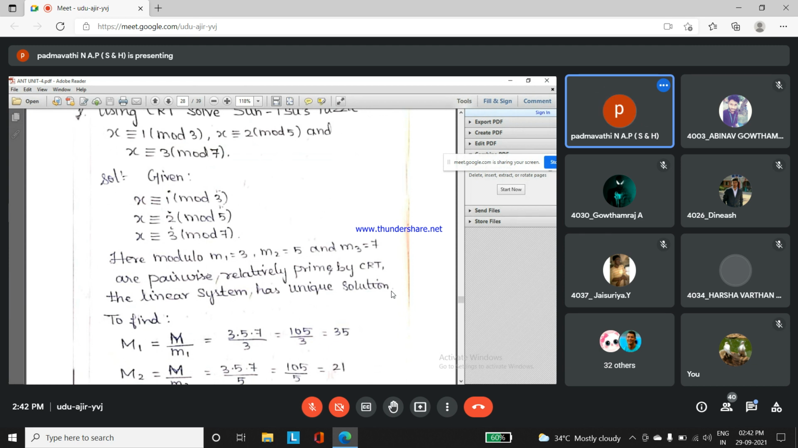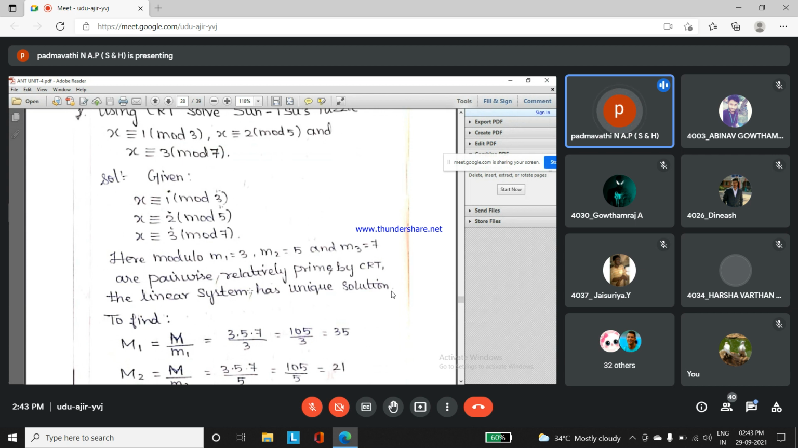Okay, so now given the moduli M1, M2, M3 are 3, 5, 7. We know the Chinese remainder theorem statement: the moduli are pairwise relatively prime. Now here, the moduli M1 equal to 3, M2 equal to 5, and M3 equal to 7 are pairwise relatively prime. By the Chinese remainder theorem, the linear system has a unique solution. Now we will find the values of M.